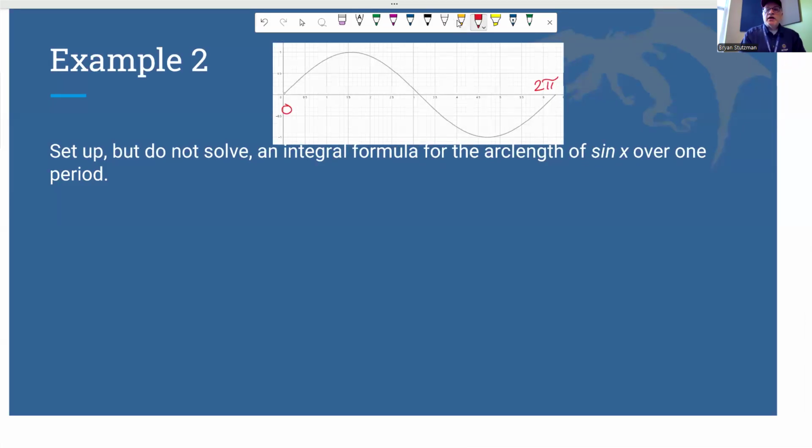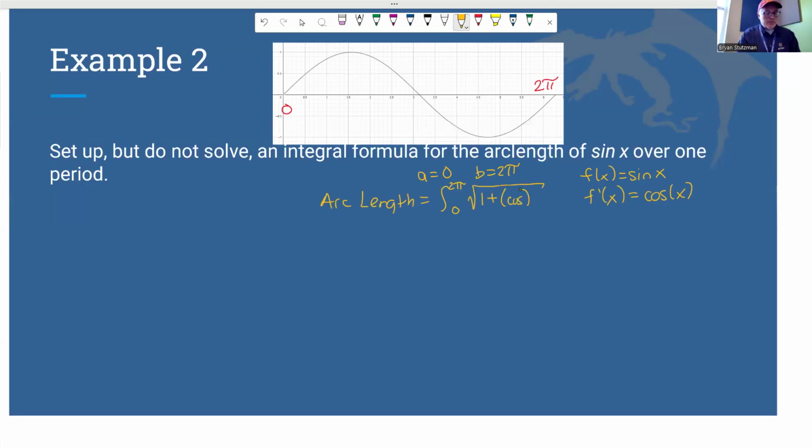So my f of x is sine of x. F prime of x is cosine of x. One period, I'm going to start at 0 and end up at 2 pi. Arc length formula is the integral from the beginning to the end of the square root of 1 plus f prime of x squared.